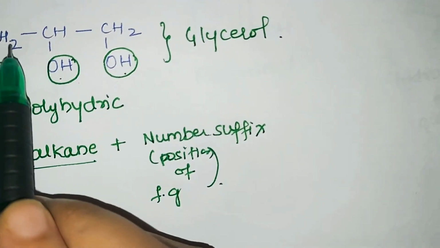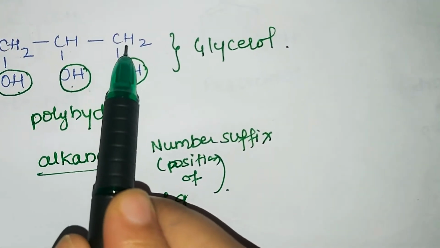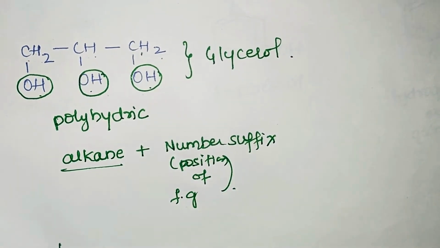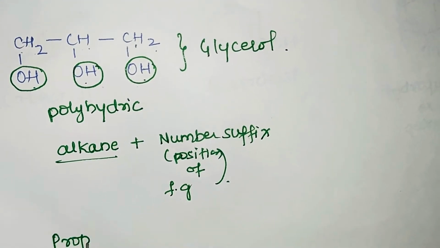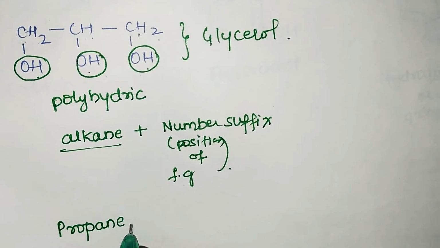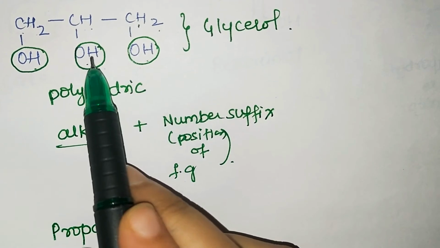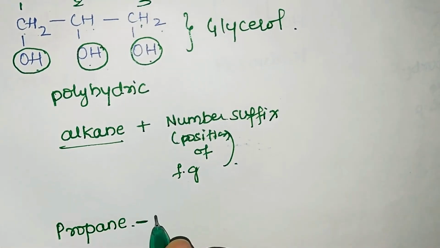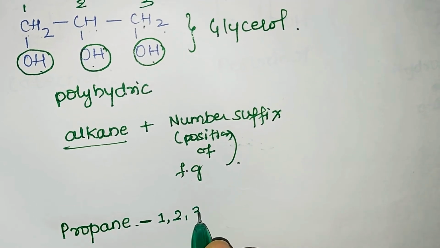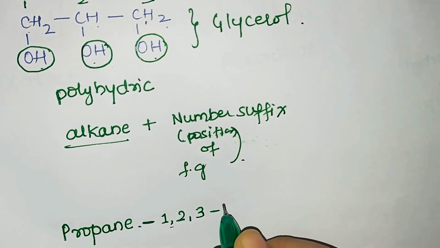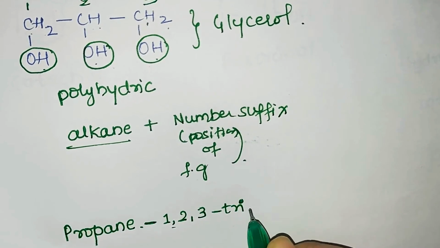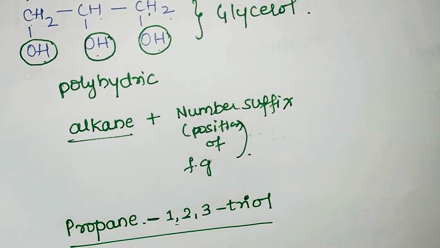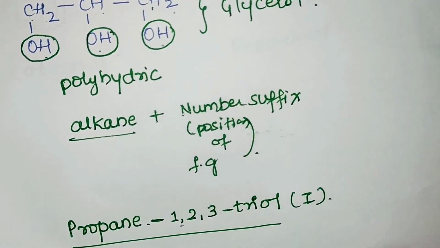So how many carbon atoms are there? There are 3 carbon atoms, hence your alkane will be what? Propane. Why? Because it is 3 carbon atoms, thus the name will be propane dash. On which all carbon atoms are the functional groups present? All the 3. So we'll just number the carbon atoms 1, 2, 3. So we'll write it as 1 comma 2 comma 3. There are 3 functional groups, so it becomes what? Tri, and the suffix is ol, hence the IUPAC name for it is propane-1,2,3-triol.